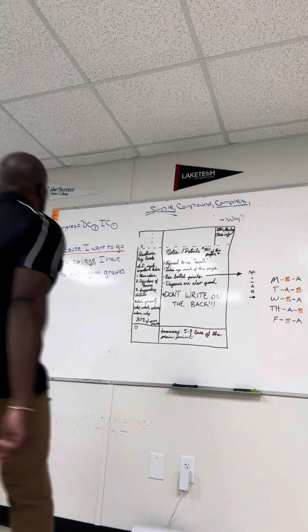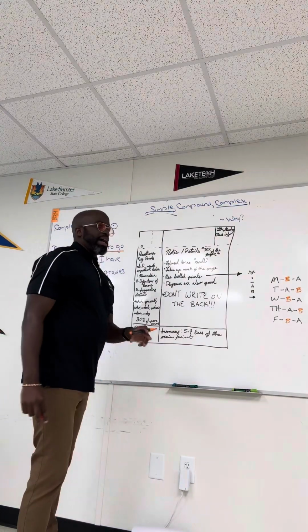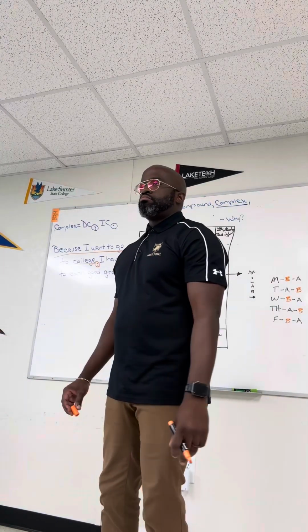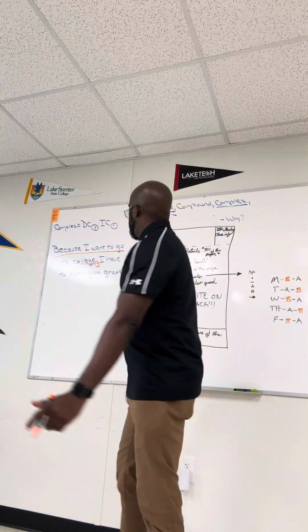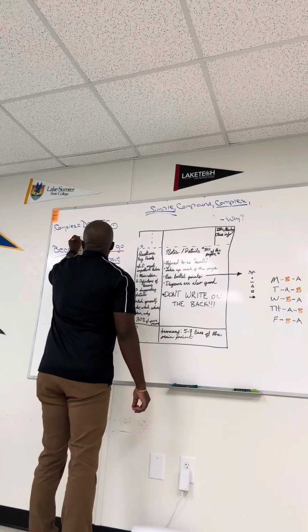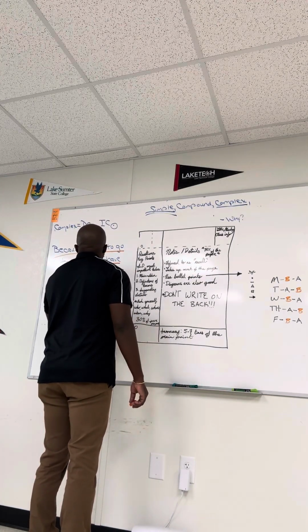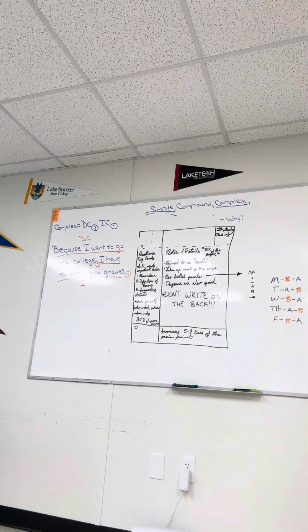You separate your dependent clause and your independent clause with a comma. I have to earn good grades. That's a sentence that can stand on its own, correct? Period. Because I want to go to college, comma, I have to earn good grades. Period.